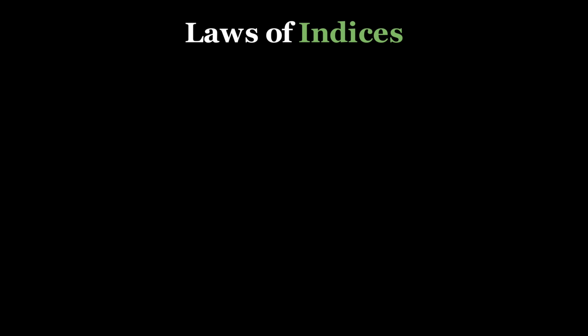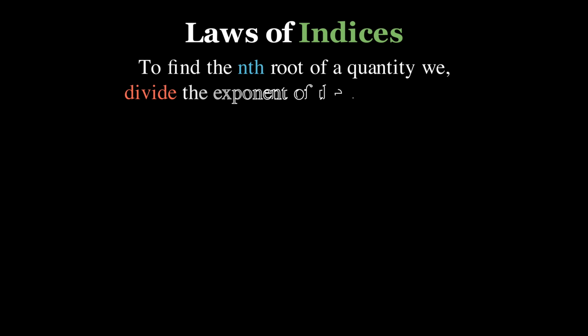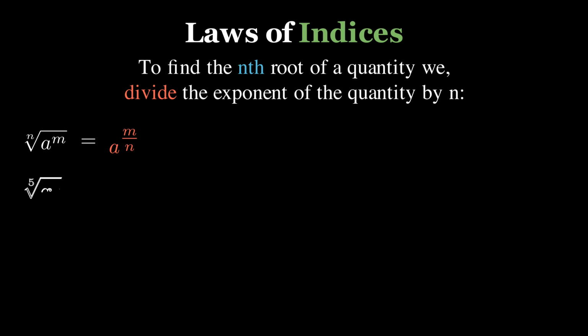To find the nth root of a quantity, we divide the exponents of the quantity by n. For example, the nth root of a to the power of m is equal to a to the power of m divided by n. Now let's take this example. The fifth root of x squared is equal to x to the power of 2 over 5. What about the fourth root of b? This should be equal to b to the power of 1 over 4.